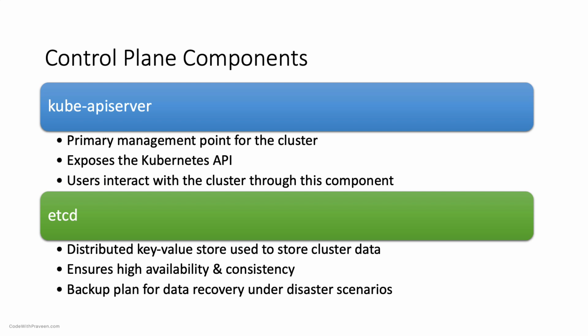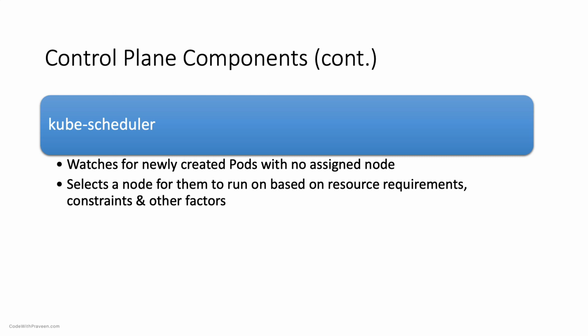The Kube Scheduler watches for newly created pods with no assigned node and selects a node for them to run on. Factors considered for scheduling include individual and collective resource requirements, hardware, software policy constraints, affinity, anti-affinity specifications, data locality, inter-workload interference, and deadlines.